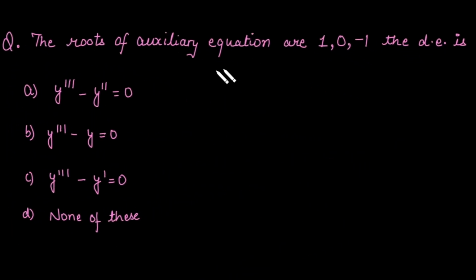So hence B is the correct option. Next question is, the roots of the auxiliary equation are 1, 0, minus 1. Then the differential equation is what? According to this, we have three roots. First root is 1, second root is 0, third root is minus 1. So a cubic polynomial of the auxiliary equation is there, and after that we have a third order differential equation.